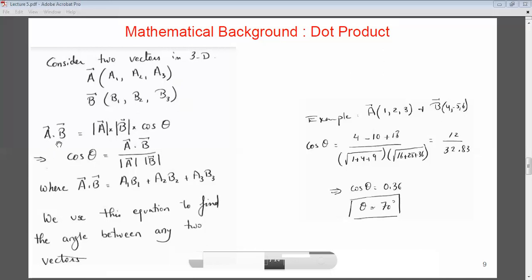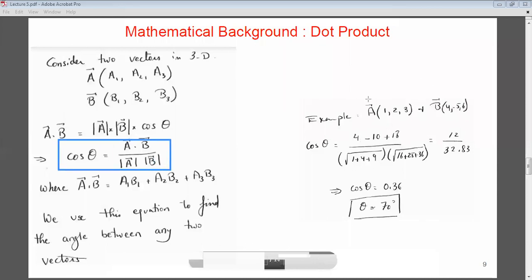The dot product of vector A dot B is equal to the absolute value of vector A, that is the length of vector A, times the absolute value of vector B, that is the length of vector B, times the cosine of the angle between the 2 vectors, okay? I can write this in another way. Cosine theta is equal to A dot B, that is the dot product of the 2 vectors, divided by the absolute value of A times the absolute value of B. And this is an equation that I use if I want to find the angle between 2 vectors.